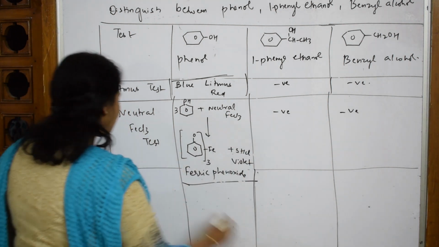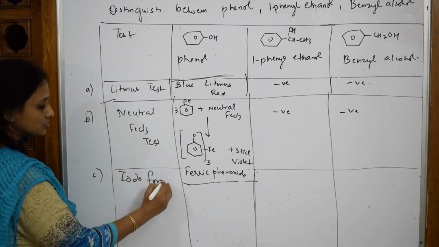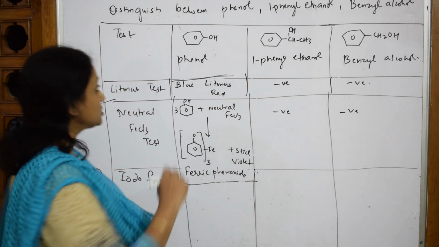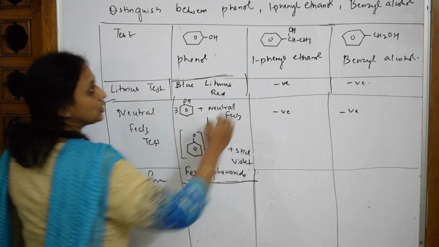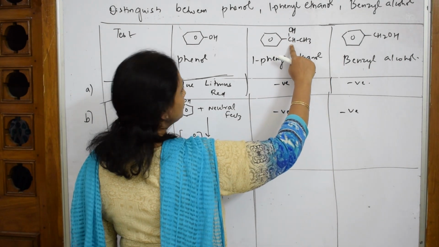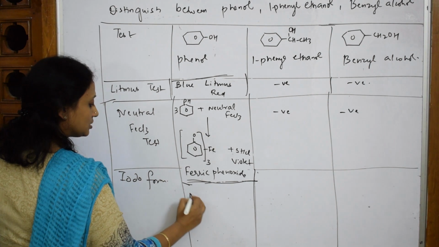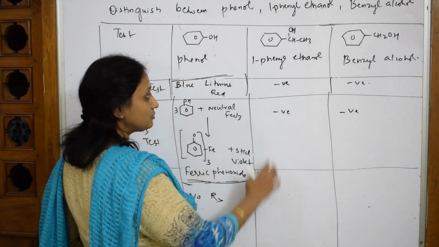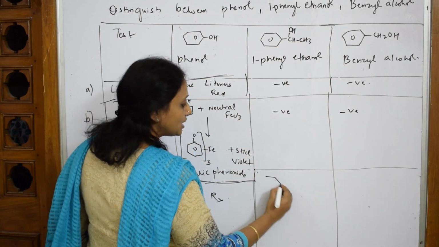Let's come back to the third test. The third test is the iodoform test. You know iodoform, you're going to add iodine along with an alkali. Here phenol will not show it, because it is neither a methyl ketone nor does it have an OH attached to a carbon in this way. So phenol, no reaction. This one is going to show it, because the OH is attached to this carbon. So how should I write iodoform?